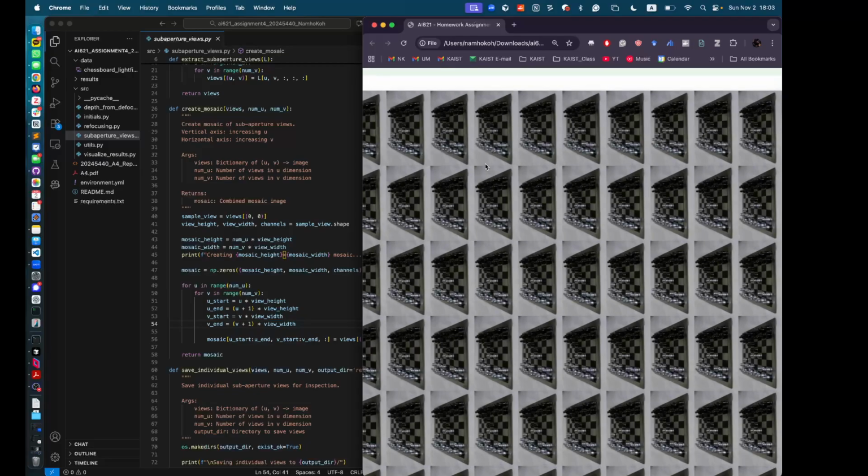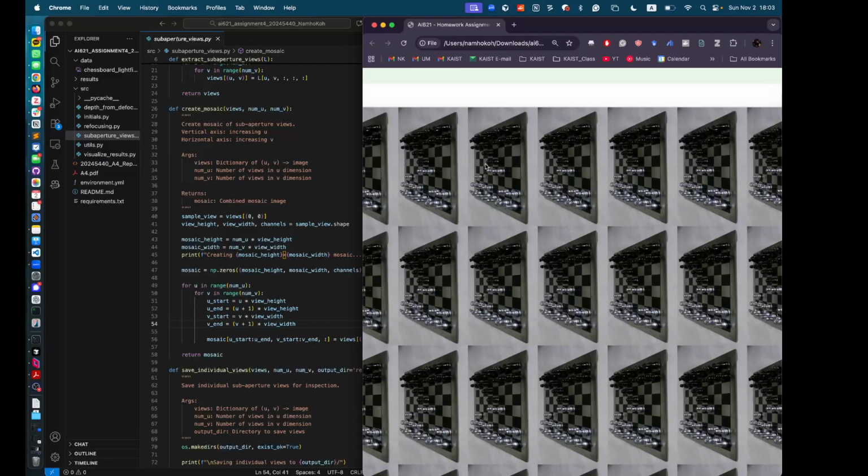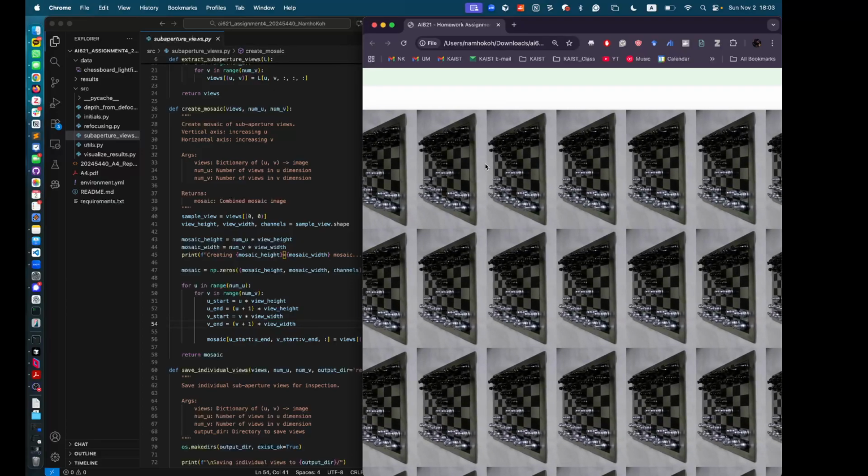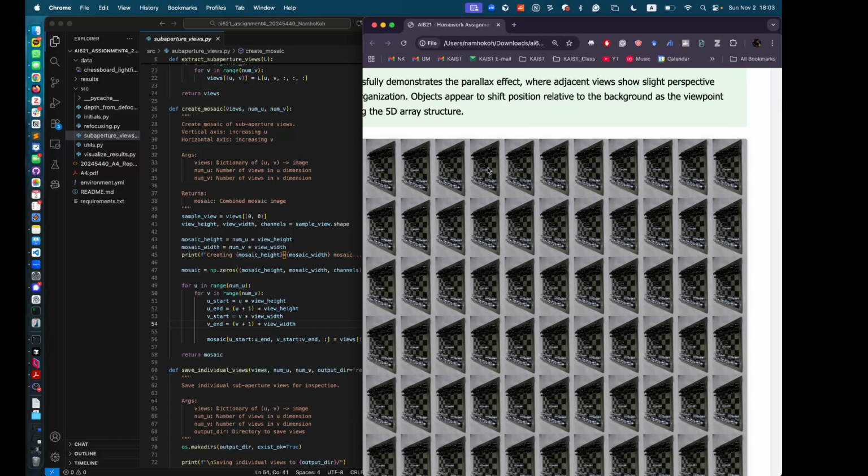And if you look closely at the adjacent views here, you'll notice objects shift positions ever so slightly, and this is the parallax effect, as we discussed in class. This confirms that our light field organization is correct, and objects closer to the camera shift more between views than distant objects, which is exactly what we expect from the different viewpoints.